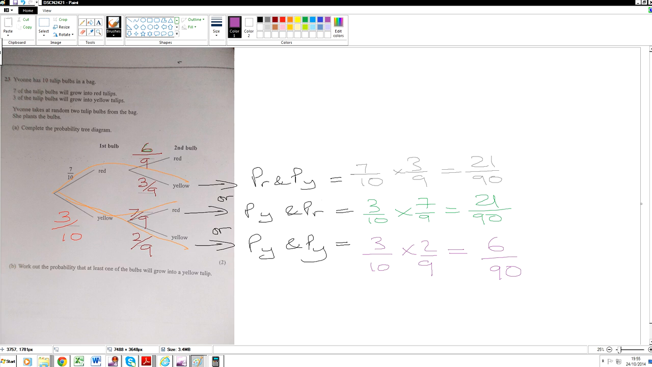Now it's going to be the probability of the first event or the second one or the third one. The "or" means add. So let's have a look at what that gives us. 21 add 21 gives us 42, and 42 add another 6 gives us 48. So that gives us 48 out of 90. And if you simplify it down, it cancels down to 8 over 15 as our final answer.